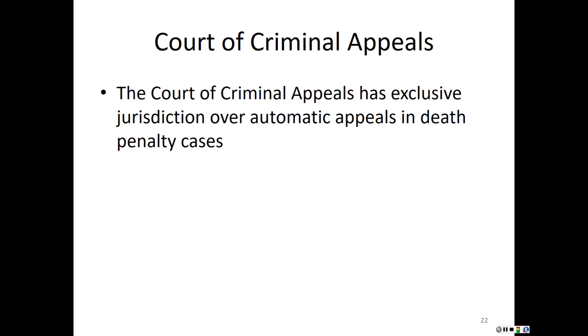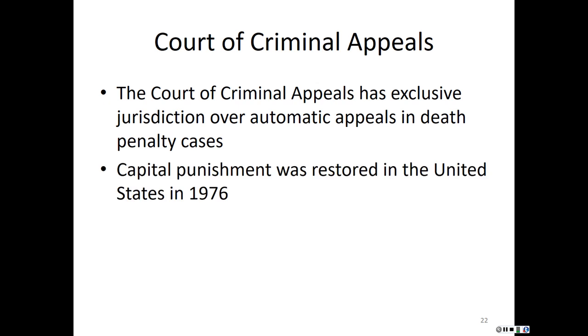I mentioned death penalty cases, these capital punishment cases. Capital punishment was restored in the United States in 1976. We had placed a moratorium. The Supreme Court had placed a moratorium from 72 to 76. We could not execute people. In 76, the Supreme Court decided that the state laws regarding the death penalty had been rewritten to the point where they were not discriminatory. So they said you can start using the death penalty again.